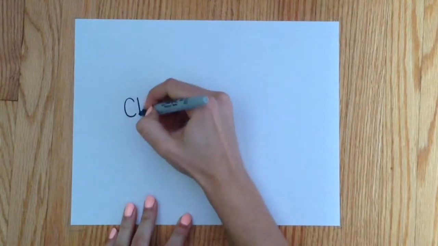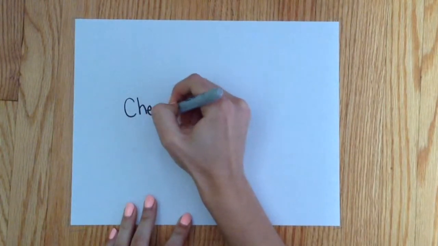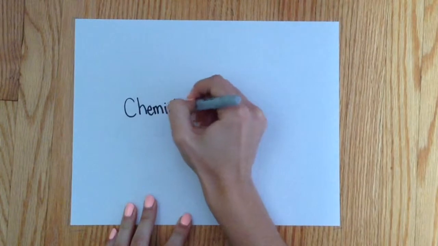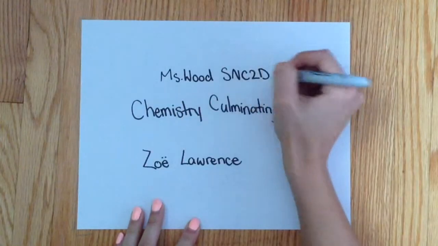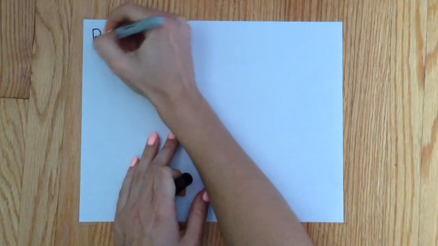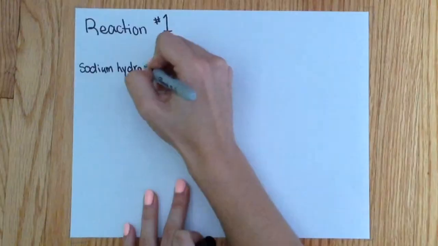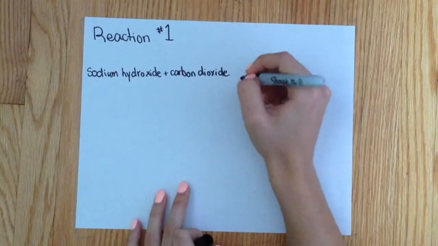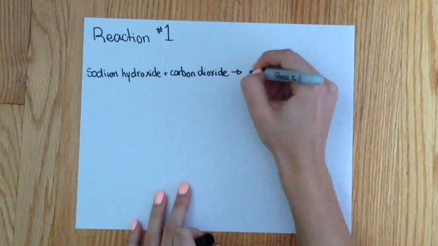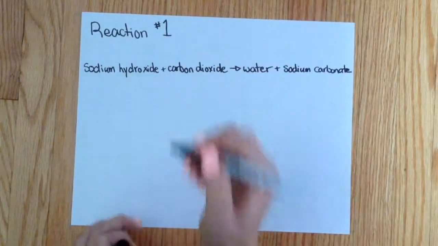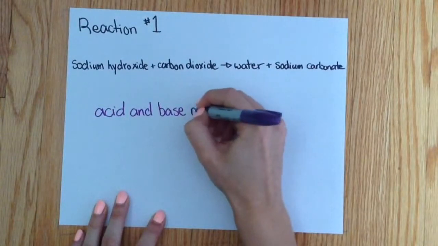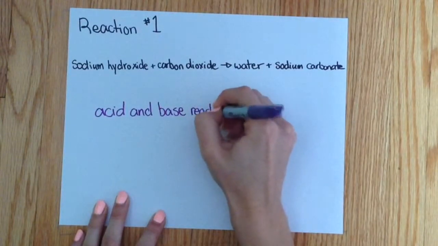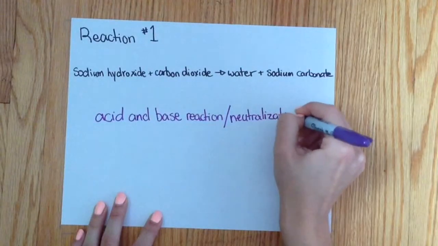This is my grade 10 chemistry culminating. For this culminating, I will be comparing two different reactions. The first reaction is when sodium hydroxide and carbon dioxide gas react. These two reactants produce water and sodium carbonate. This is an acid and base reaction, which in other words is called neutralization.